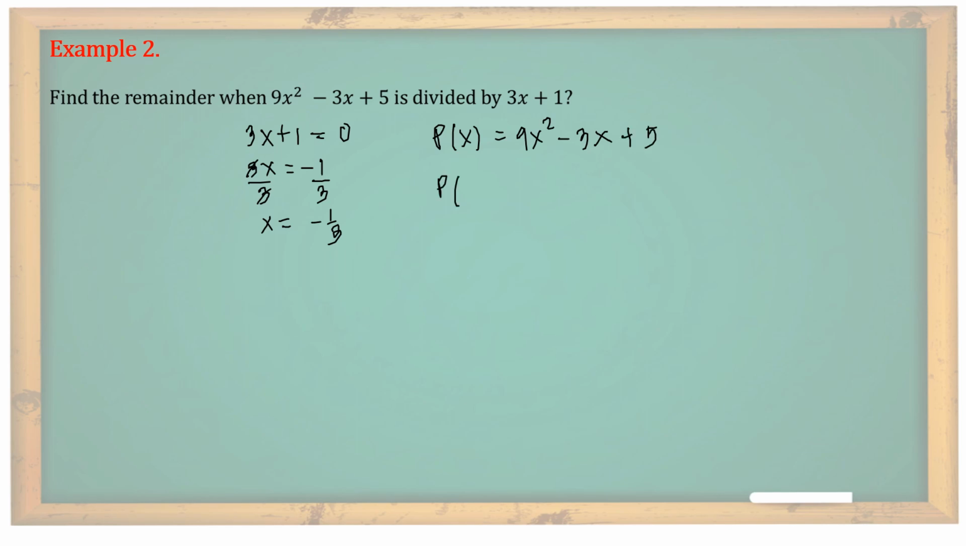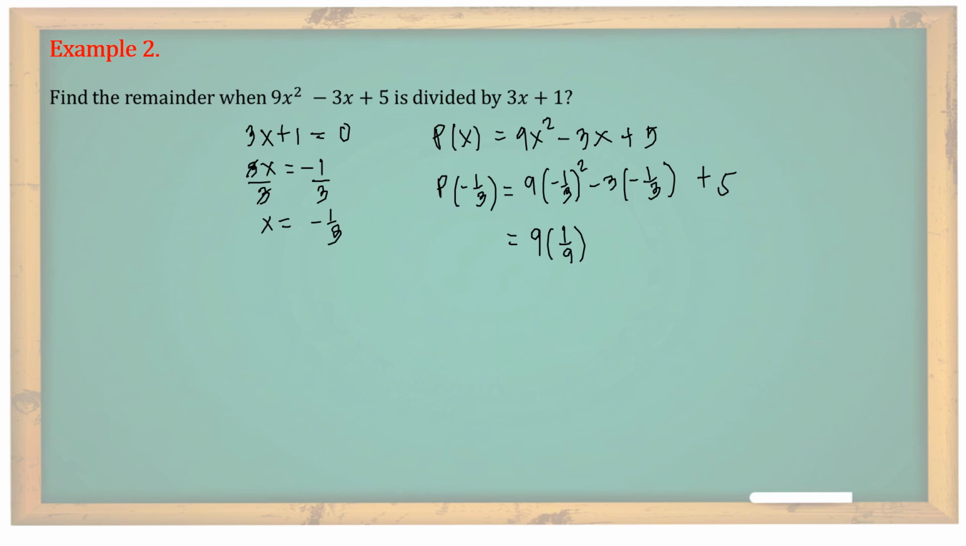So p of negative 1/3 equals 9 times negative 1/3 squared minus 3 times negative 1/3 plus 5. Simplify. So that will become 9 times, ito ay magiging negative 1 squared, so yan ay magiging positive 1 over 9, class. Okay? Kasi negative 1 squared is 1.